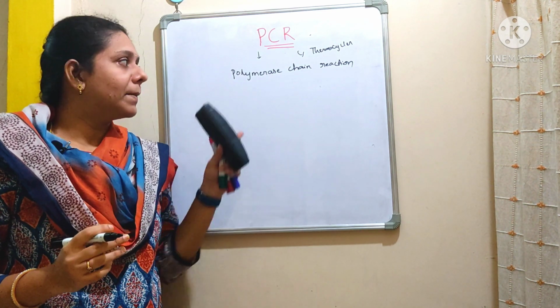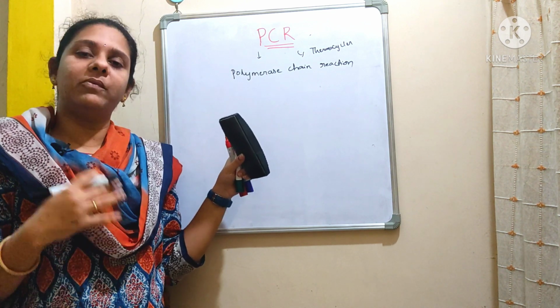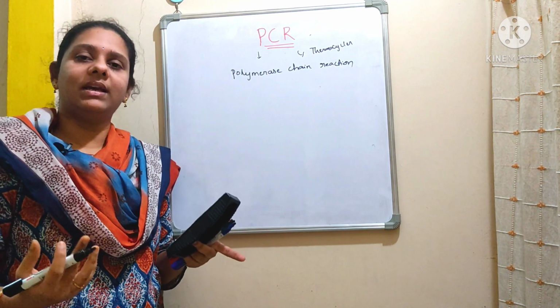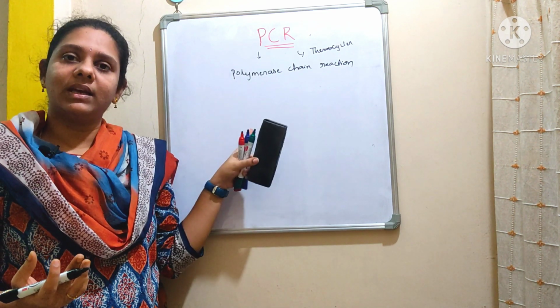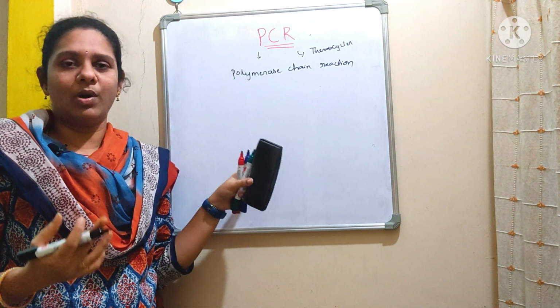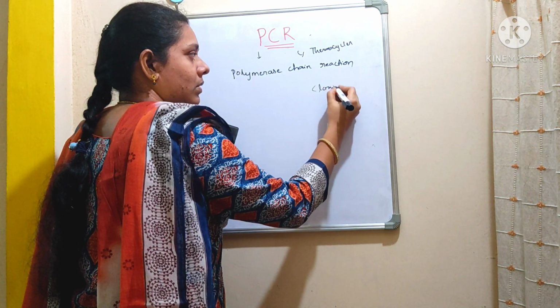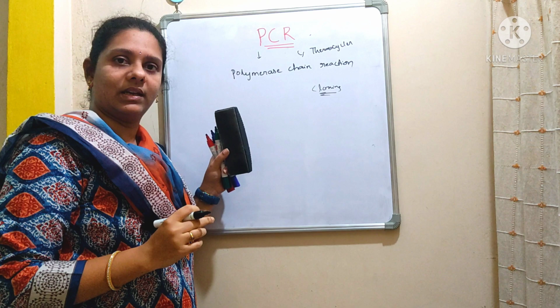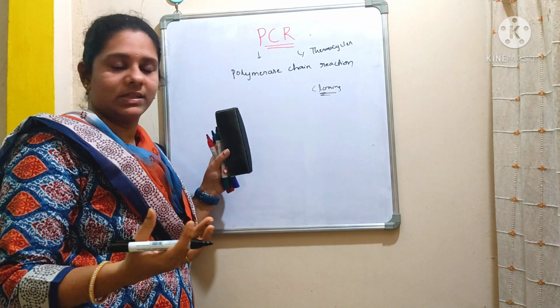As I told you, by using this technique we can amplify specific DNA. From where can we get that DNA? Nowadays we can easily get the gene sequence from the libraries as well, and by using this technique rapid cloning is possible. What is meant by cloning? We are saying that rapid cloning is made possible with this technique. Cloning is also nothing but making multiple copies.